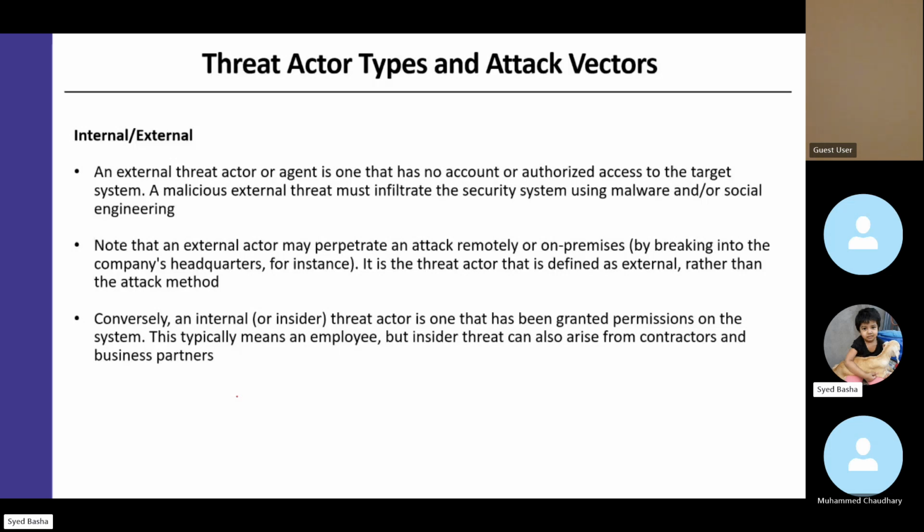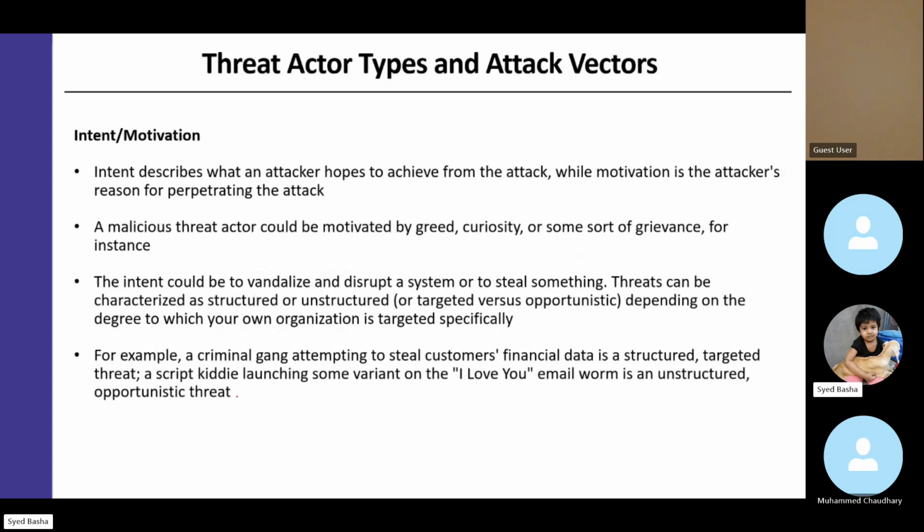Now, what are the internal and external threats? This is very important. There should always be intent or motivation when it comes to an attack. The intent is what the attacker hopes to achieve from the attack, while the motivation is the attacker's reason for perpetrating the attack.